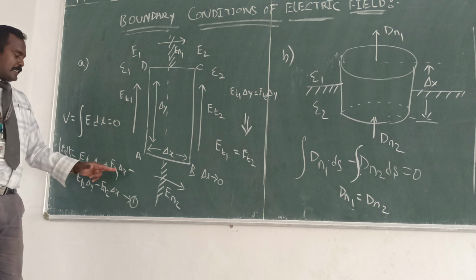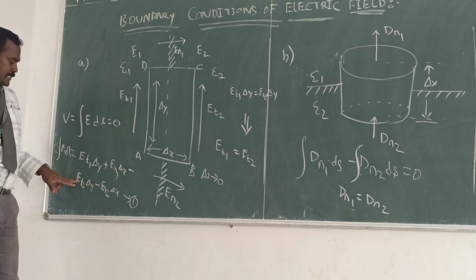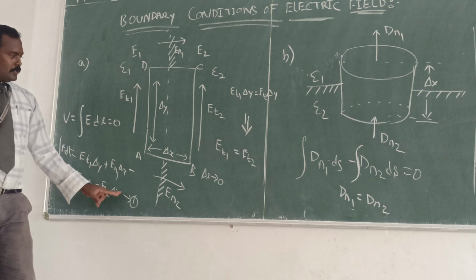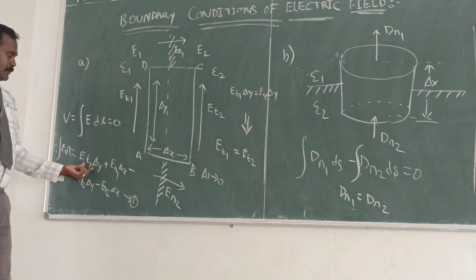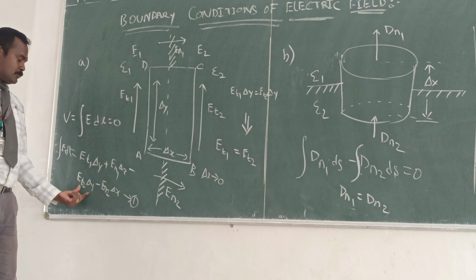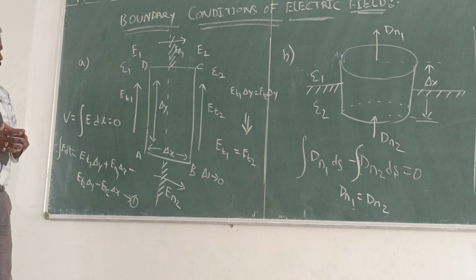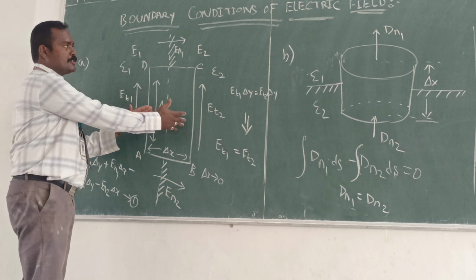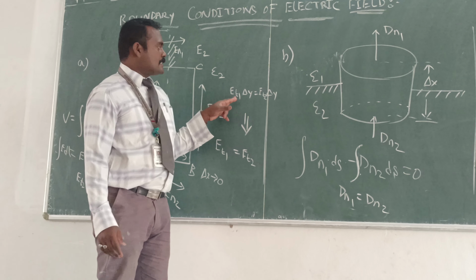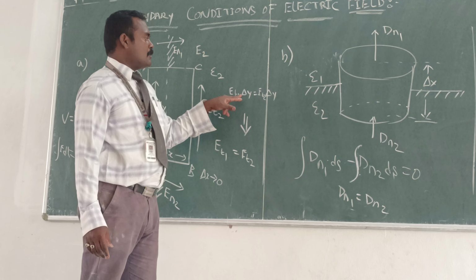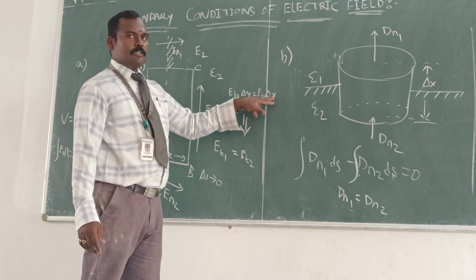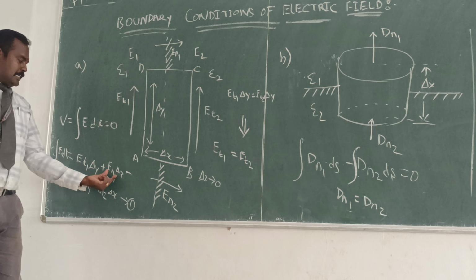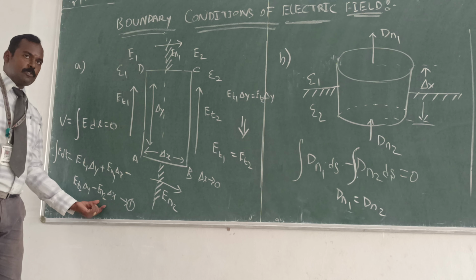It should be subtracted by medium 2: minus Et2 del Y, and similarly En2 del X. The tangential component of electric field intensity of medium 1 should be equal to that of medium 2, so the sum equals 0, both being equal and opposite. Here we consider the case where del X is 0. If del X is 0, En1 becomes 0, and similarly En2 also becomes 0.